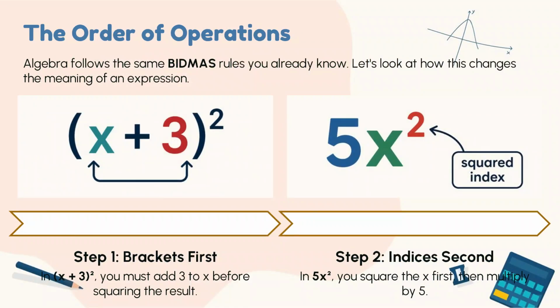Algebra follows the same BIDMAS rules that you already know from arithmetic. BIDMAS tells us the order of operations. Brackets come first, then indices, then division and multiplication, then addition and subtraction. For example, in (x + 3) squared, we must deal with the bracket first. That means we add 3 to x before squaring the result. But in 5x squared, we square the x first, then multiply by 5. The order of operations changes how we read the expression.